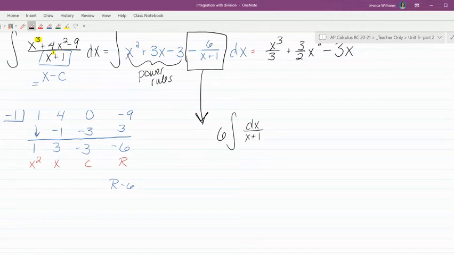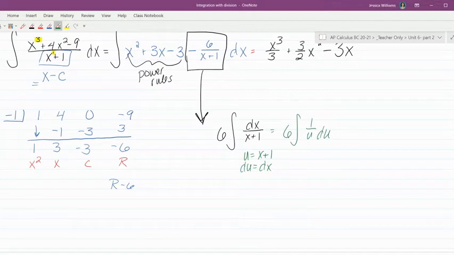This is what we're looking at. So I'm even pulling the 6 out because that's also not that important to me. This is a u sub. I would make u equal x plus 1 so that du then equals just dx. And I could rewrite this as 6 times the integral of 1 over u du.